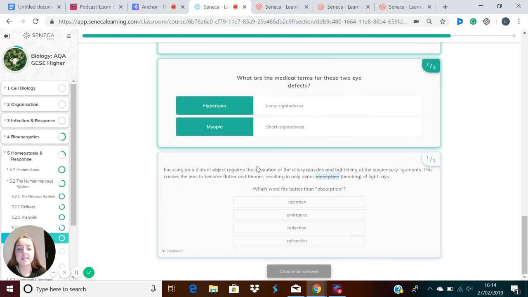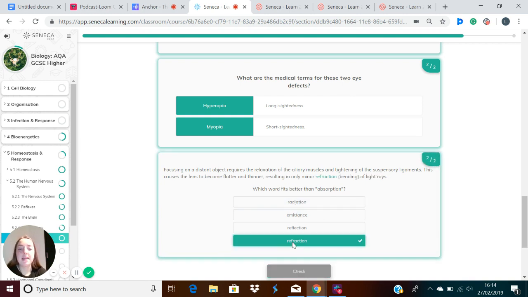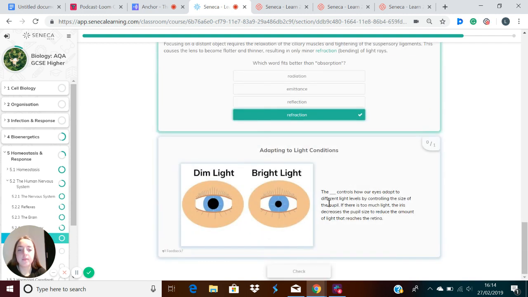So focusing on a distant object requires relaxation of the ciliary muscles and tightening of the suspensory ligaments. This causes the lens to become flatter and thinner, resulting in only minor refraction, which is the bending of light rays. As we talked about before, our eye can adapt in many ways to conditions, and one of these things is the light conditions, which is controlled by the iris.